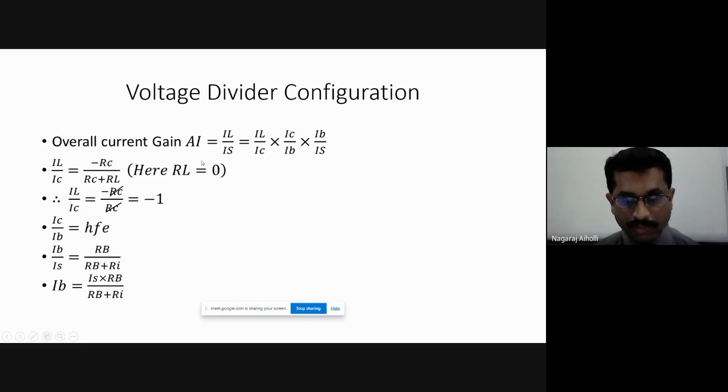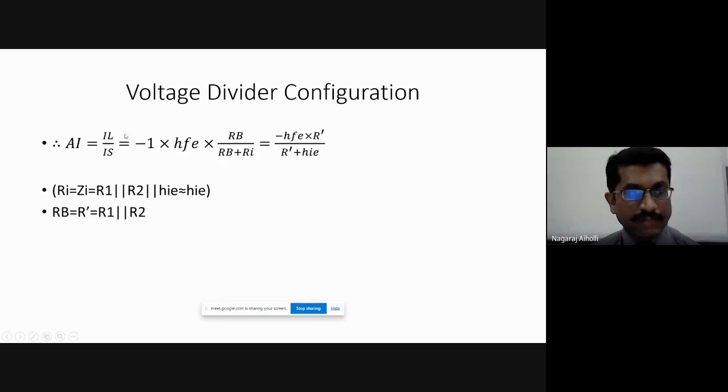Therefore, AI will be equal to IL by IS, the main equation, that is -1 into HFE into RB divided by RB plus RI. That is equal to minus HFE into R dash divided by R dash plus HIE. Now, how did we get R dash? R dash is nothing but RB, that is R1 parallel R2, because RB is replaced by R1 parallel R2. I am taking it as R dash.